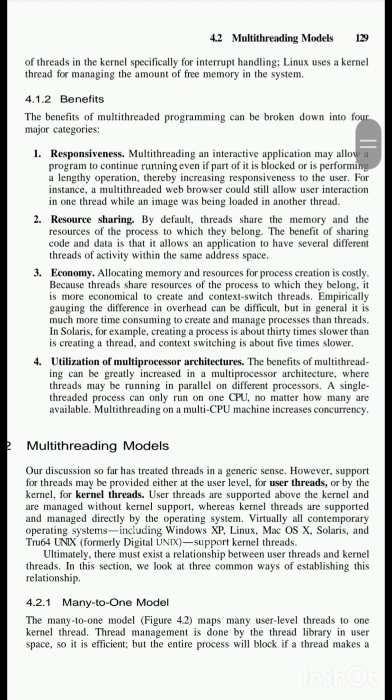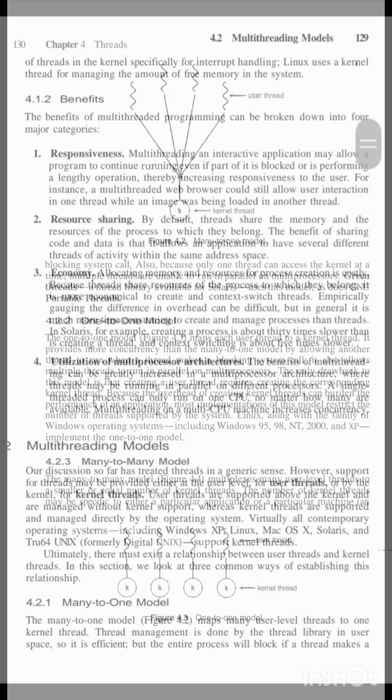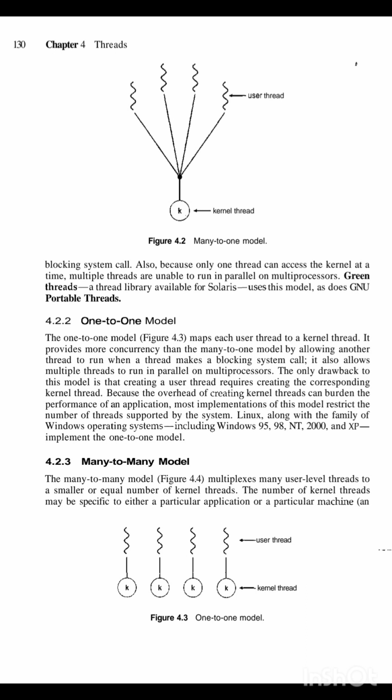In this model, thread management is done by a thread library in user space, so it is efficient, but the entire process will block if a thread makes a blocking system call, as only one thread can access the kernel thread at a time. Multiple threads are unable to run in parallel on multiprocessors. For example, we can take Solaris green threads and GNU Portable Threads.